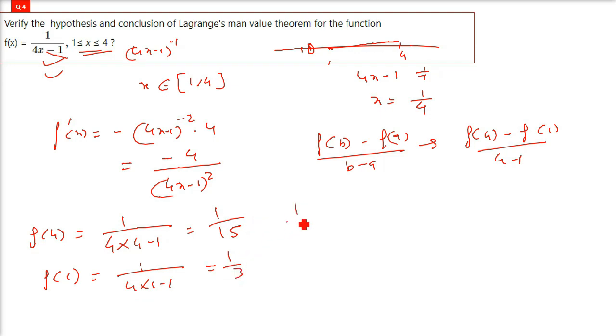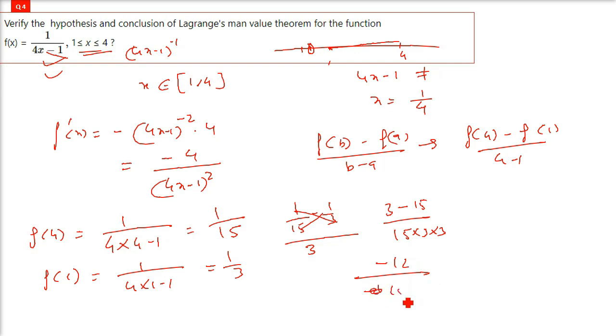fb minus fa, 1 by 15 minus 1 by 3 divided by b minus a. What is b? 4. What is a? 1. 4 minus 1 is 3. So this goes 3 minus 15 by 15 into 3. And 3 is in the denominator. You have minus 12 divided by 15 into 3 into 3. And this 3 4s are 12. This is minus 4 by 45. Negative 4 by 45 it is.